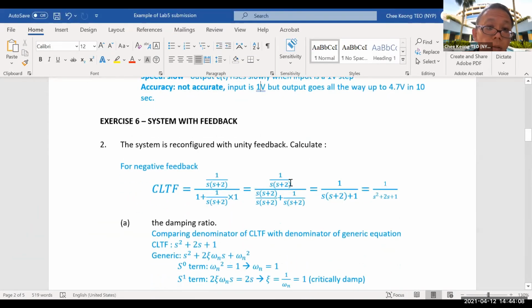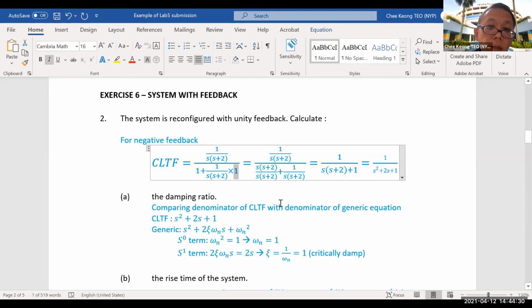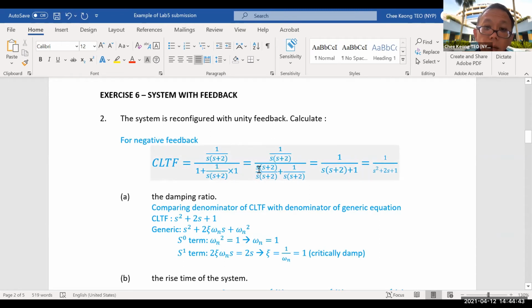Right? So after the configuration, they ask you to calculate, for negative feedback, the closed loop transfer function. That is for the third part. So closed loop transfer function is G over 1 plus GH. This G is your forward gain, and H is a unity feedback. By doing this calculation, you can realize that 1 can be converted into S plus 2 over S plus 2, right? So this is still 1. I never change anything. So with the same denominator, I can add them, right?